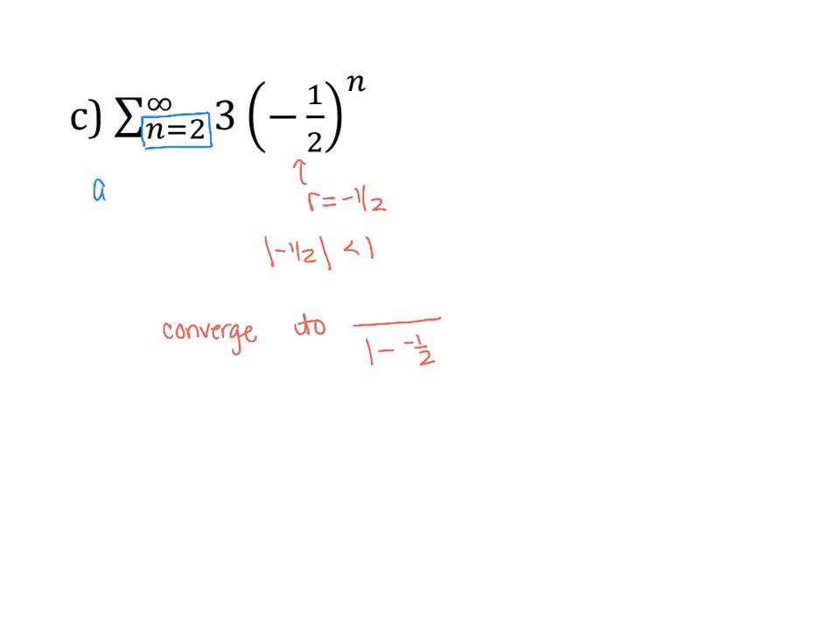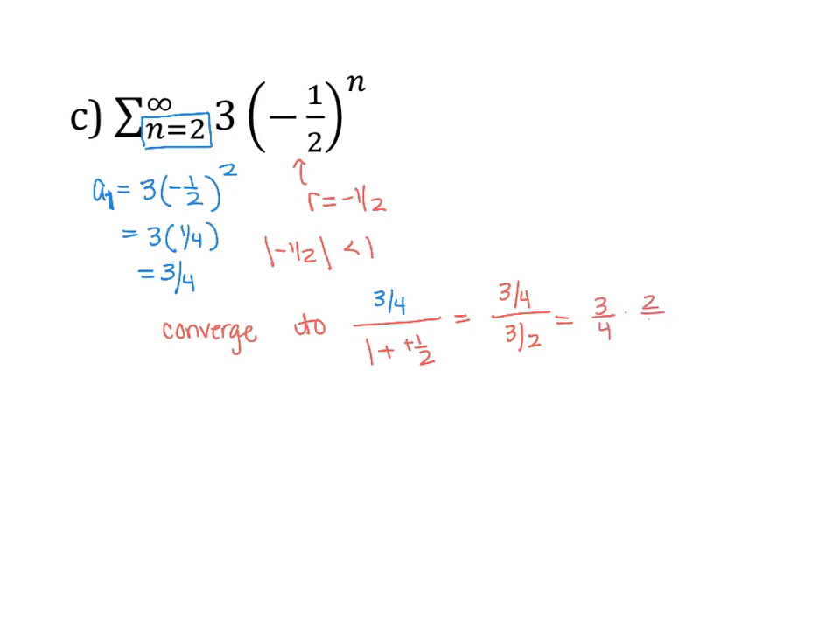In my first term, I notice I'm starting with n equals 2. So this is interesting. The first term, a sub 1, occurs when n equals 2, since I start with 2. So I have 3 times negative 1/2 raised to the second power. So I have 3 times 1/4, which is 3/4. So there's the first term of my series. And when I clean this up, I get 3/4 over 3/2. And so therefore 3/4 times 2/3. So you can see you're left with 1/2.